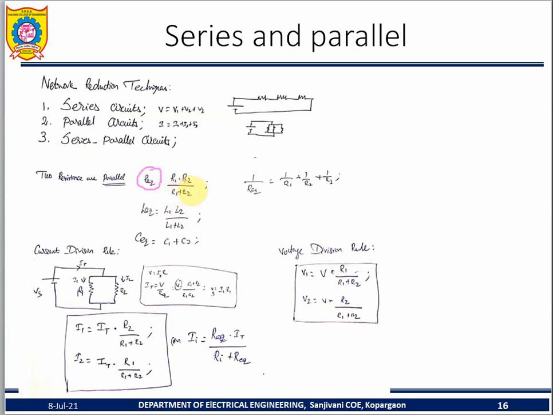Okay, R1 into R2 divided by R1 plus R2. This is the R equivalent. Otherwise, you can say 1 by R equivalent is equal to 1 by R1 plus 1 by R2. Then you are going to find out what R equivalent is. After taking the LCM and simplifying, you will find the R equivalent.